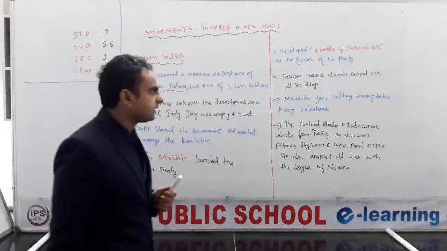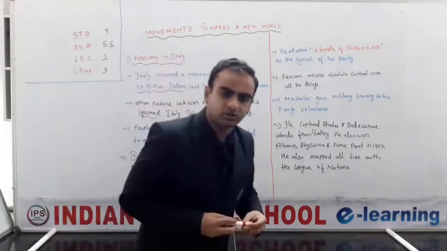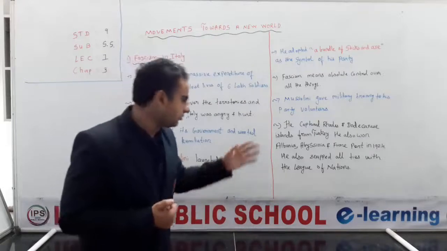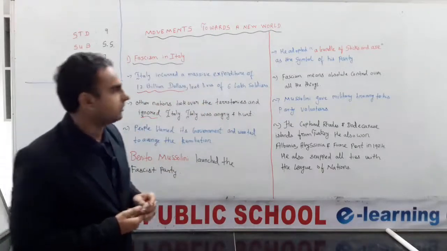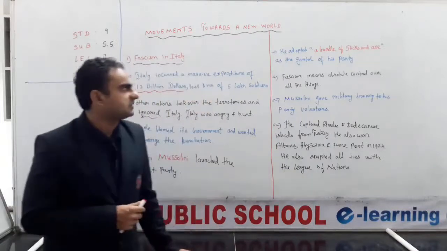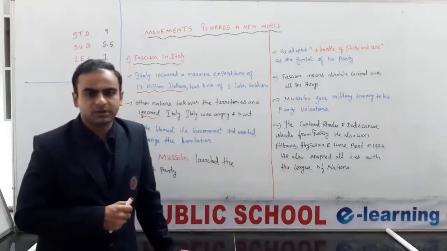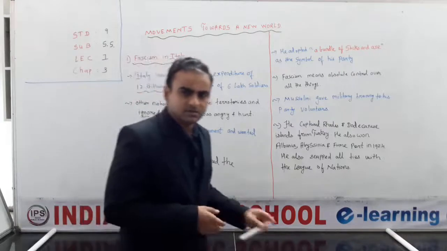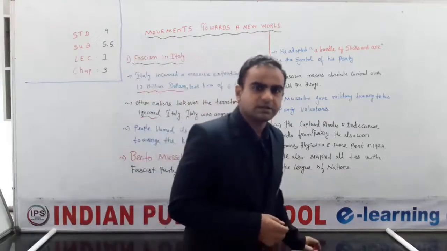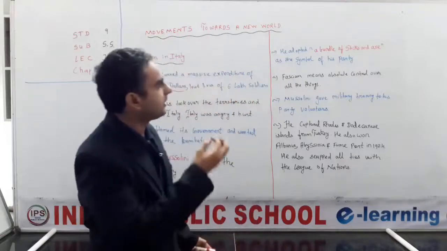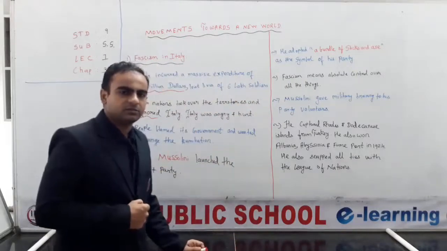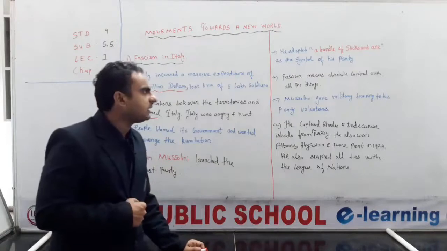Now there are some points that you have to remember rather than understand. This all was an understanding part. These are technical parts that you have to remember. He adopted a bundle of sticks and an axe as a symbol of his party. हर कोई पार्टी का एक symbol होता है, right? Even this is a symbol of a party. This is a symbol of a party, right? So a bundle of sticks and an axe was the symbol of his party.